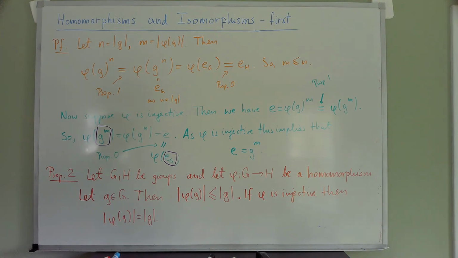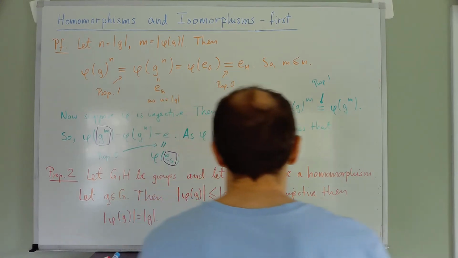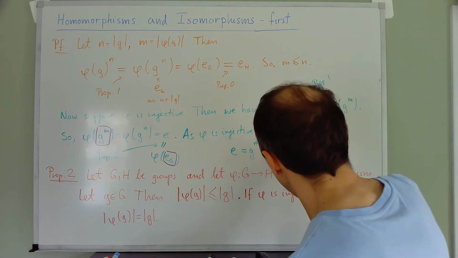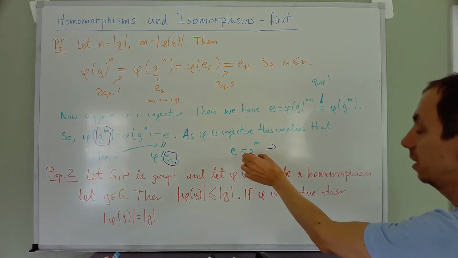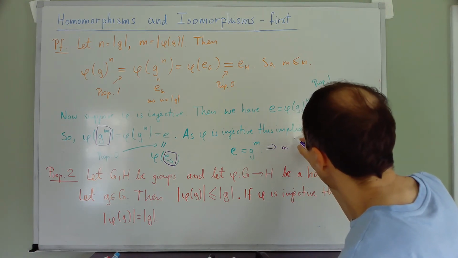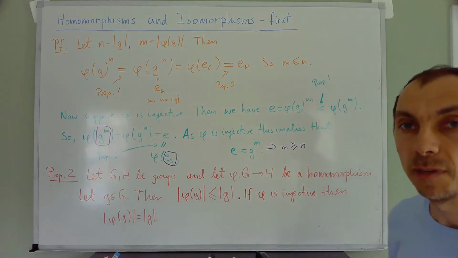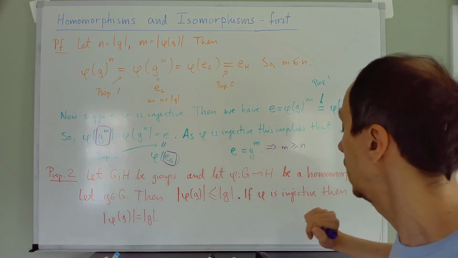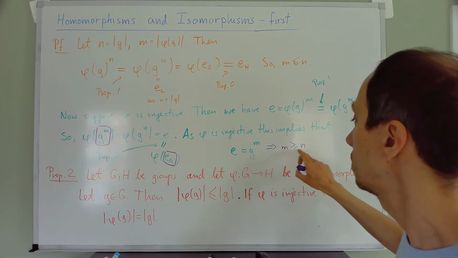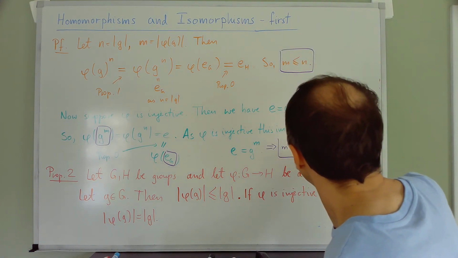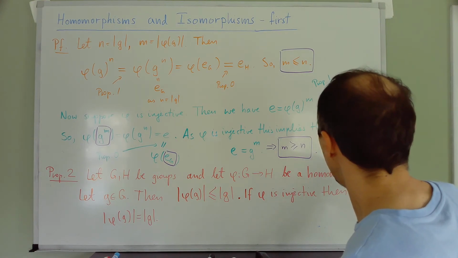Oh, but what do I know about m and n? I already know that m is less than or equal to n. So this implies, because n is the smallest integer for which G to the n gives you the identity, that m must be greater than or equal to n. Right? Again, n is the smallest integer such that G to the n gives me the identity. Because G to the m also gives me the identity, that means m must be at least as big as n. So I have now these two inequalities. So m is equal to n.